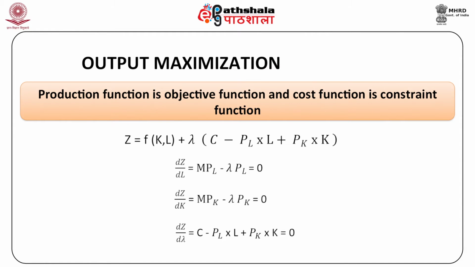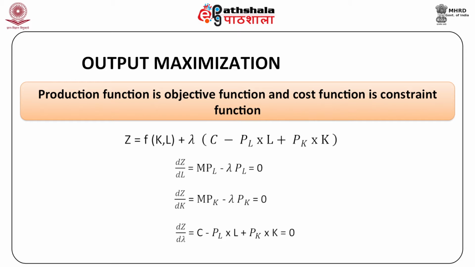In order to maximize the output with the given constraint, students may use the Lagrange multiplier, where the production function is the objective function and the cost function is the constraint function as follows. Z is equal to a function of K and L plus lambda (C minus (PL into L plus PK into K)), which is represented by equation number 9.